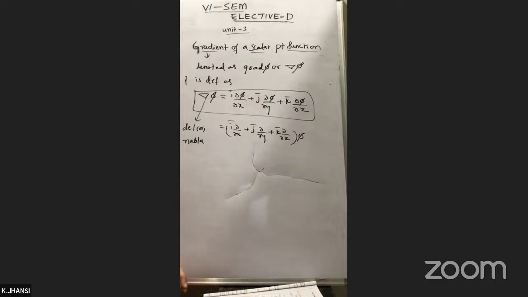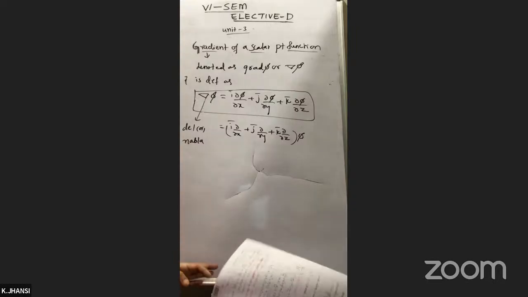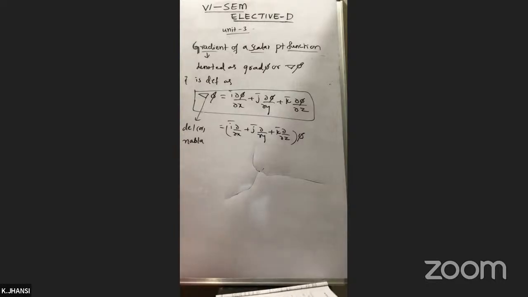There are properties for the gradient. The first property is that a scalar point function phi of x, y, z is a constant if and only if del phi is equal to 0. So a scalar point function is a constant if and only if del phi value is equal to 0; then we call it a constant function. The linear property of the gradient is also there. You can see the properties in the textbook, so just go through those properties.